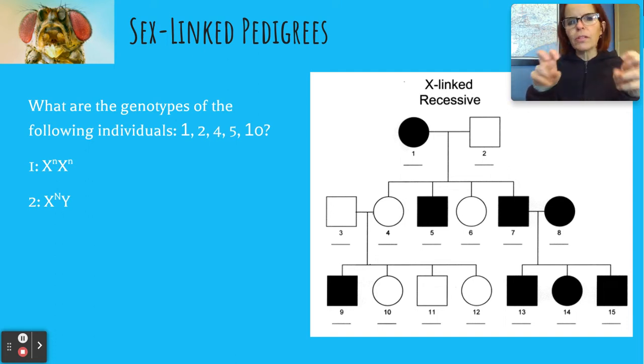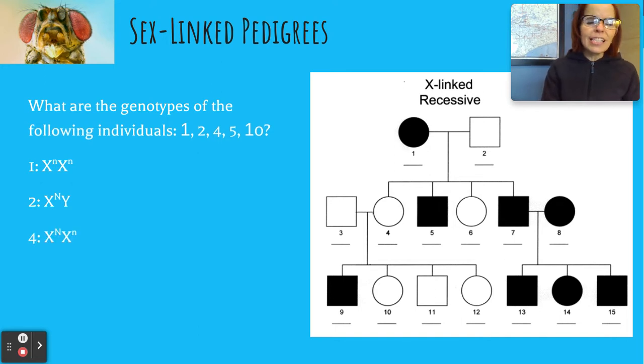She's normal, she doesn't have this recessive trait, so we're going to give her one big N, and then we don't know what her second one is, but we look back at her parents. Mom will always give an X little n to all of her kids. So number 4's second letter must be X little n. Number 4 must have gotten her X big N from her dad.